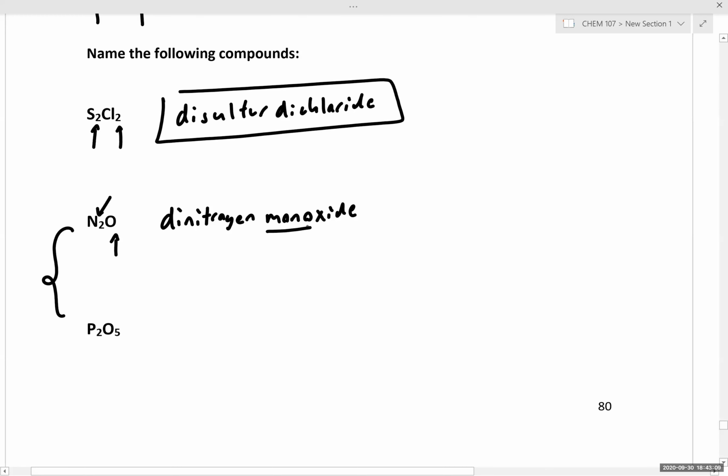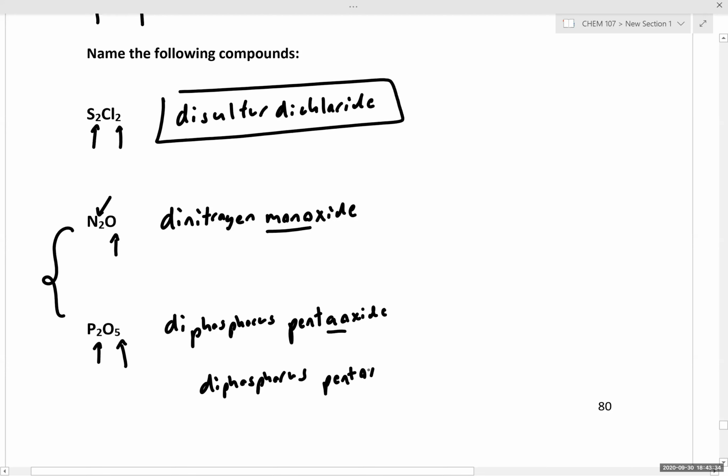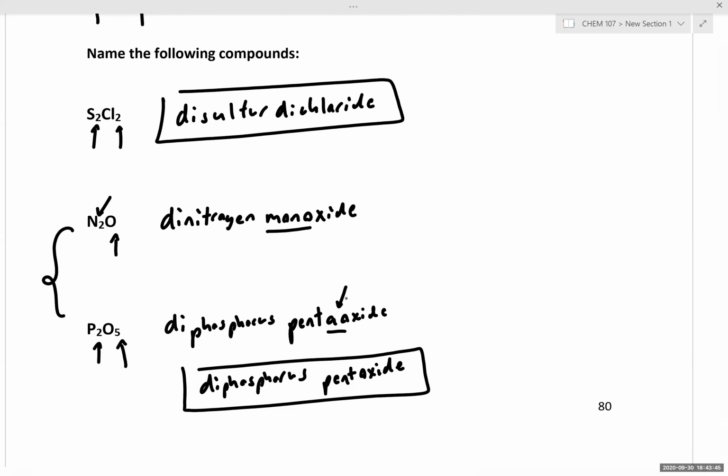Okay, thank you. For P2O5, we use the prefix of di for phosphorus. So we have diphosphorus. And we have 5 oxygens, so we use the prefix of pentaoxide. But when you're naming oxides, you avoid repeat vowels. So the correct name for this compound would be diphosphorus pentoxide. Essentially, when naming oxides, you avoid having repeating vowels. Does that make sense to everyone? Do these examples make sense?